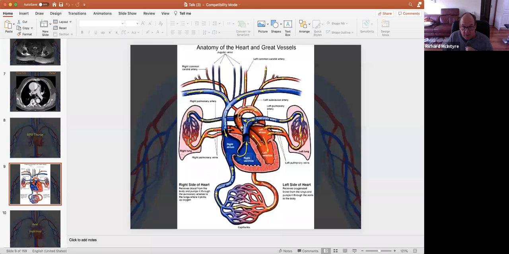The other vessel that we've missed here is the coronary arteries that have come off the cusp or just distal to the cusp of the aortic root, okay? And we know the coronary arteries deliver oxygenated blood to the heart muscle or the myocardium, okay?